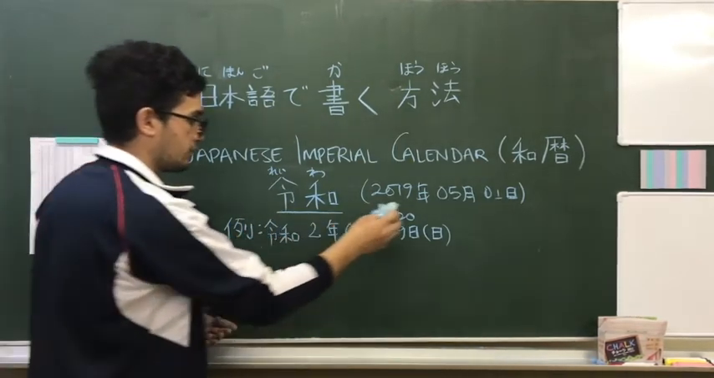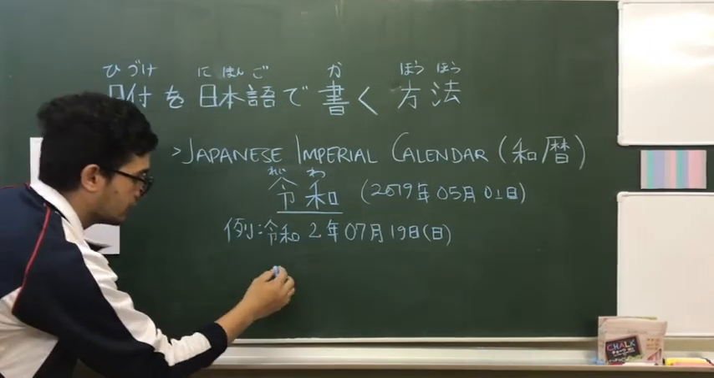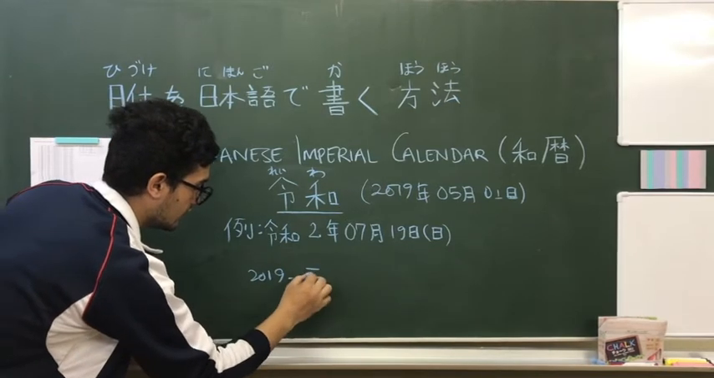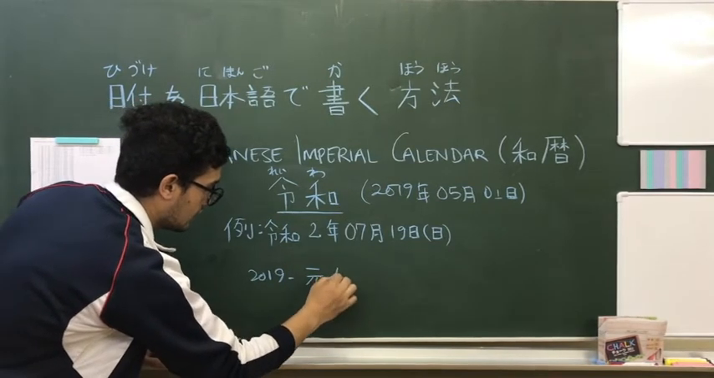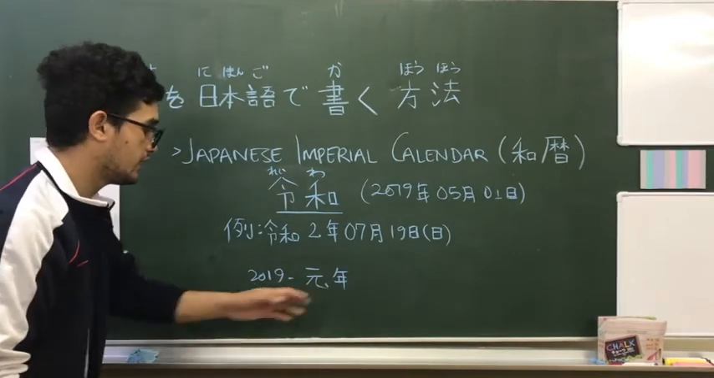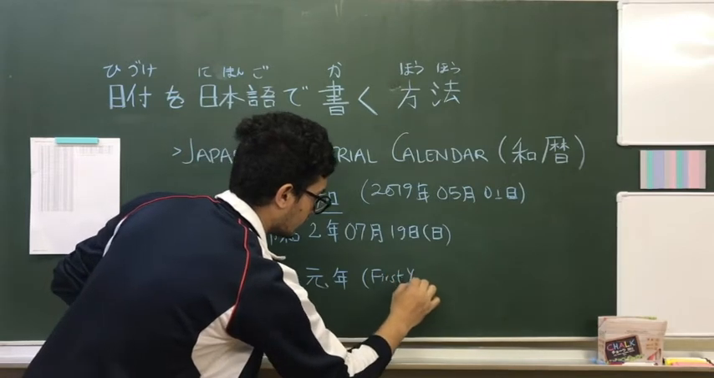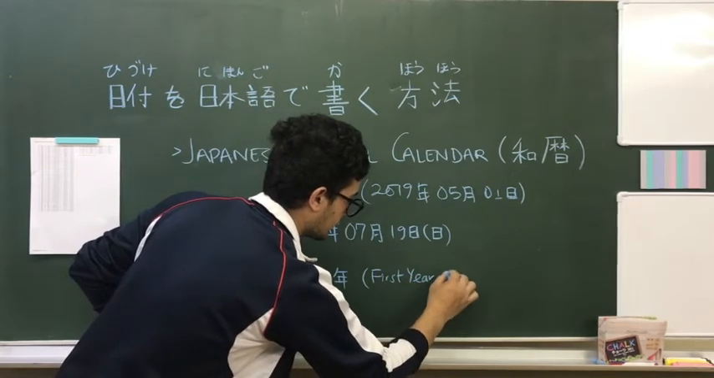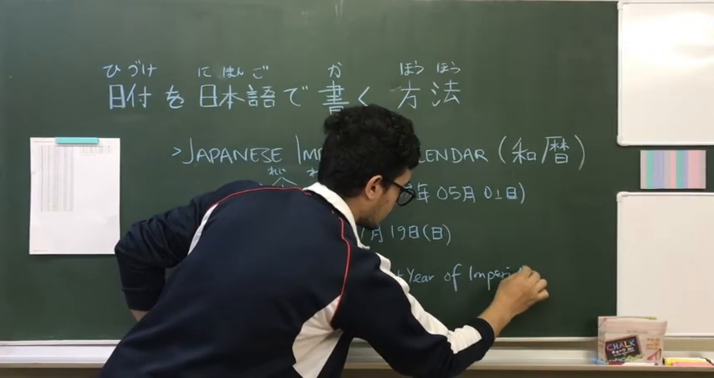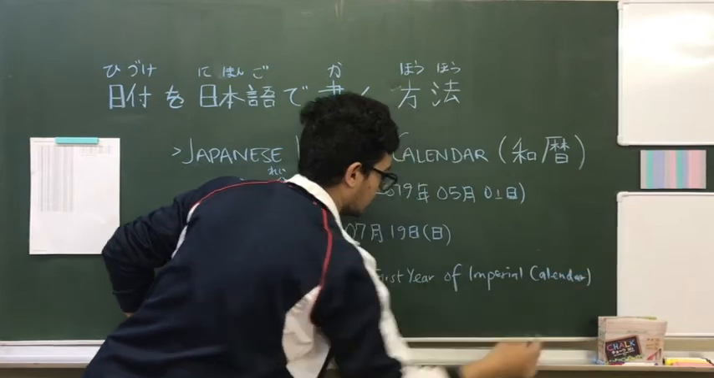And next, the most important thing here is that the year 2019 is given the name Gannen. So what does Gannen mean? Gannen means the first year of the Imperial Calendar. So this is the first year of the Imperial Calendar.